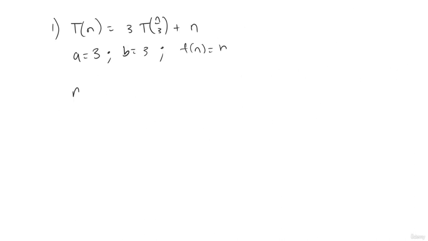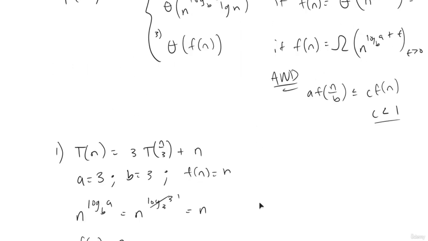And so n to the log base b of a, which we're going to compare to f of n, is going to be n to the log base 3 of 3. Well, that's 1, so it's equal to n. And so f of n is equal to n. So we know that f of n is equal to n to the log base b of a.